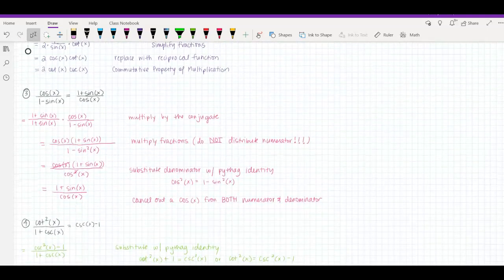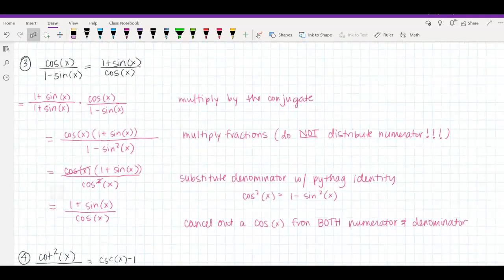All right, example 3 is much shorter. So the first thing I did one more time was multiply by the conjugate so that I got that a plus b times a minus b is a squared minus b squared value in that second line. And then I multiplied but did not distribute that top part.